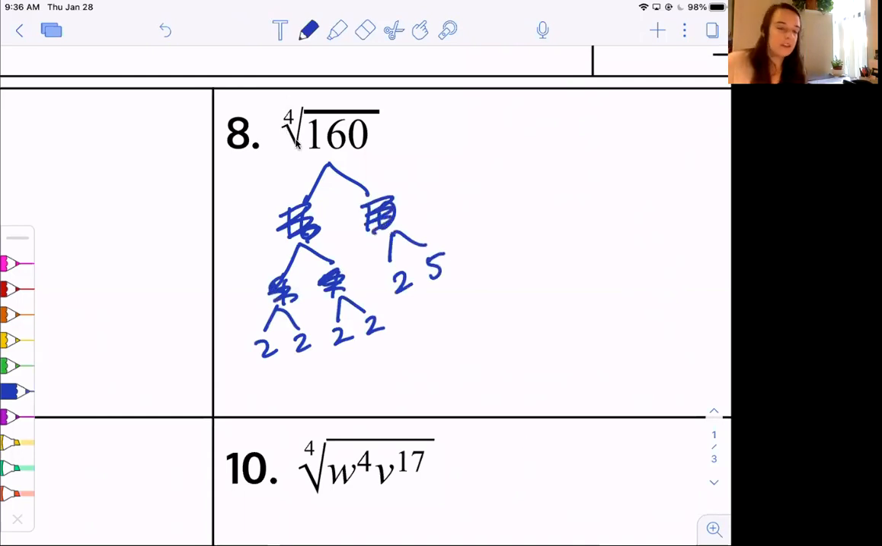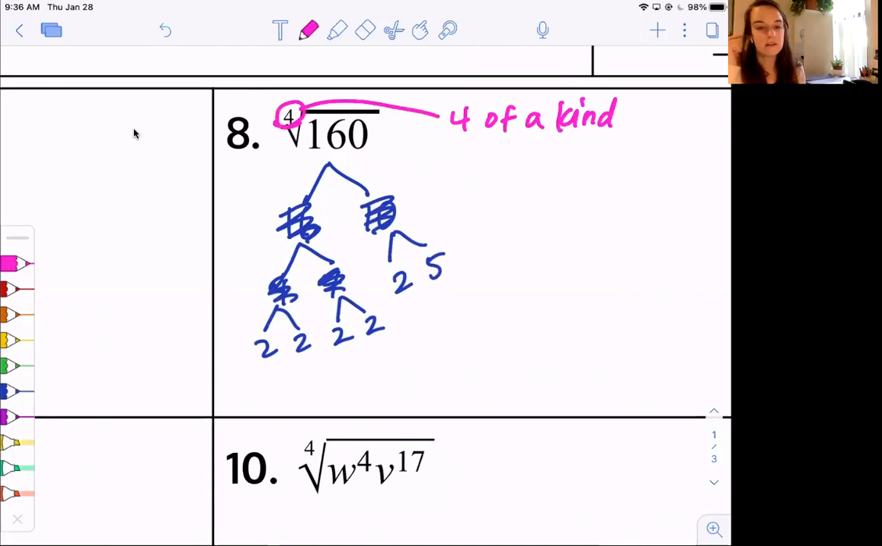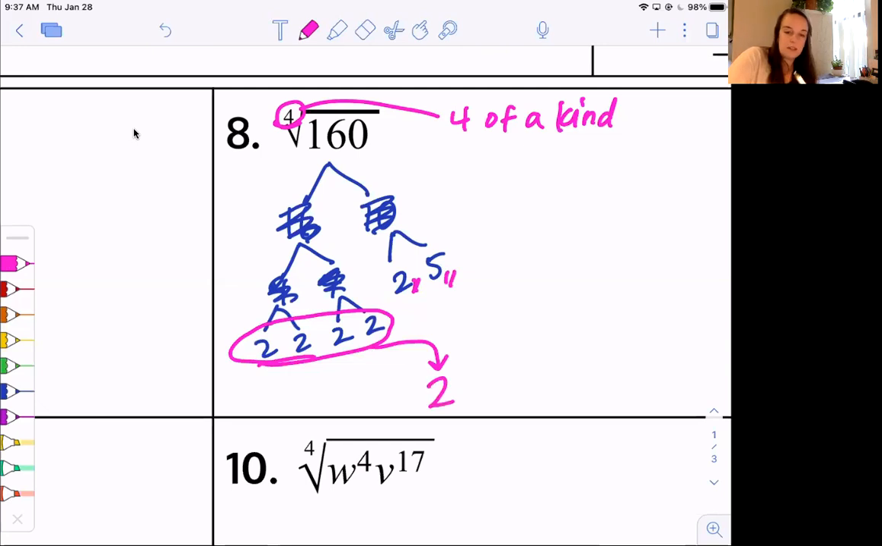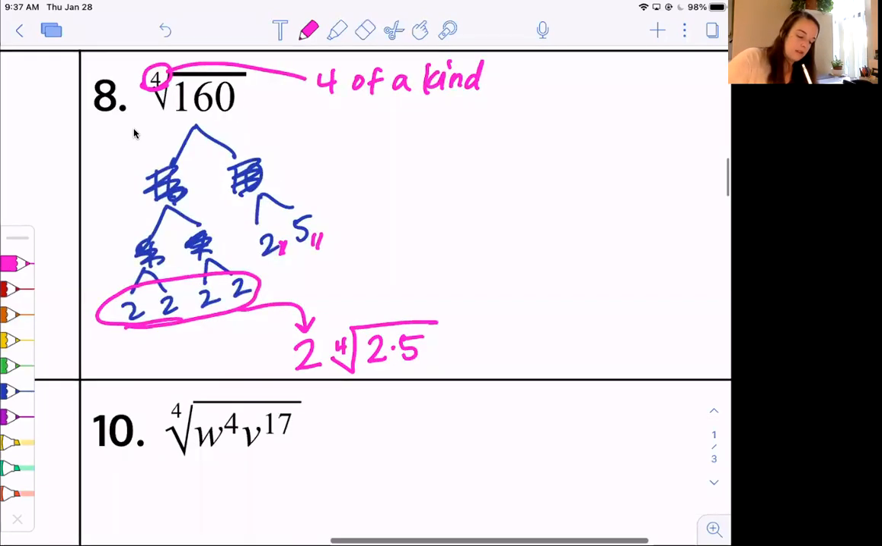All right, we're looking for this time groups of 4, or 4 of a kind, I should probably say. So I have 4 2s, and then left over a 2 and a 5. All right, so 4 2s coming to the outside, fourth root of 2 and 5 left on the inside. So to simplify this, I'd have 2 fourth root of 10.